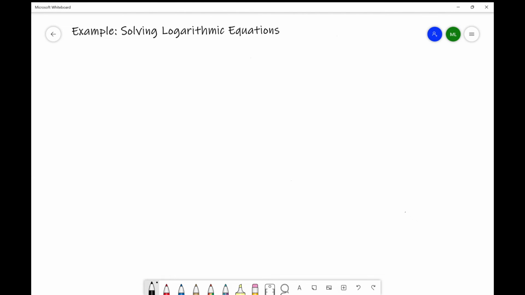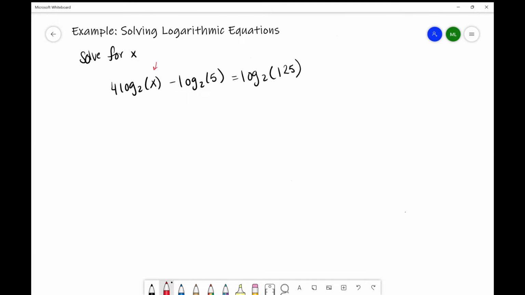So let's solve for x for the following equation that they give us. We have 4 log base 2 of x minus log base 2 of 5 is equal to log base 2 of 125. Okay, well, first things first, on the left hand side, I've got an x here, but I have a 5 here. Even though I have the same base, my goal is to get x by itself because I'm trying to solve for x.